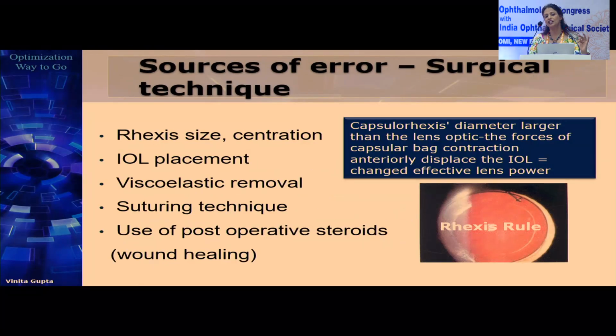And then we have the surgical technique, which varies from surgeon to surgeon: your incision size, how your lens gets centered, where it is being placed, whether you have done a very thorough viscoelastic removal or not, what your suturing is in case you are applying a suture, and the use of postoperative steroids which modulate your wound healing.